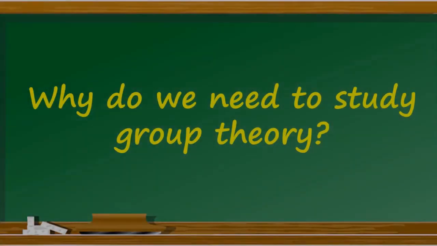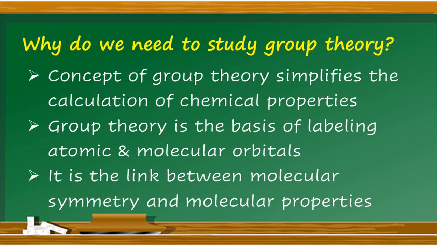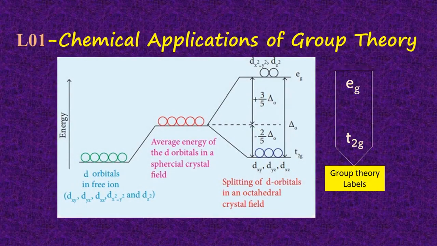Now why are we studying group theory and symmetry in chemistry? There are many reasons. The first reason is that group theory, the backbone theory that we are going to study, when applied to chemistry greatly simplifies the calculations, particularly quantum chemical calculations. And in many places in chemistry you might have noticed that atomic and molecular orbitals are labeled in a particular fashion. The basis of this labeling comes from group theory.